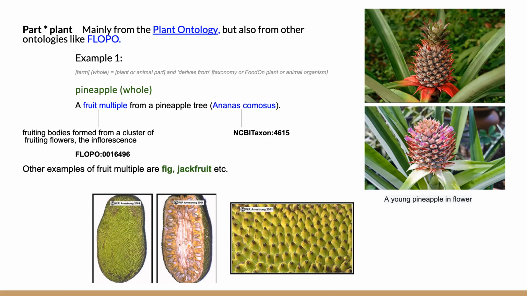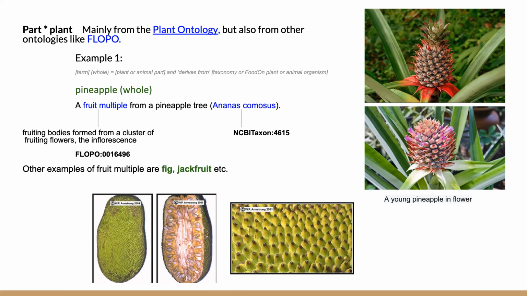Similarly, FLOPO we have used as a source ontology. FLOPO is the Flora Phenotype Ontology, which deals with the traits and phenotypes of flowering plants. And when I'm saying that we are talking about an anatomical part of the plant or animal, that means the part from which the food product or its major ingredient is derived. For example, pineapple whole, it is a fruit multiple from a pineapple tree.